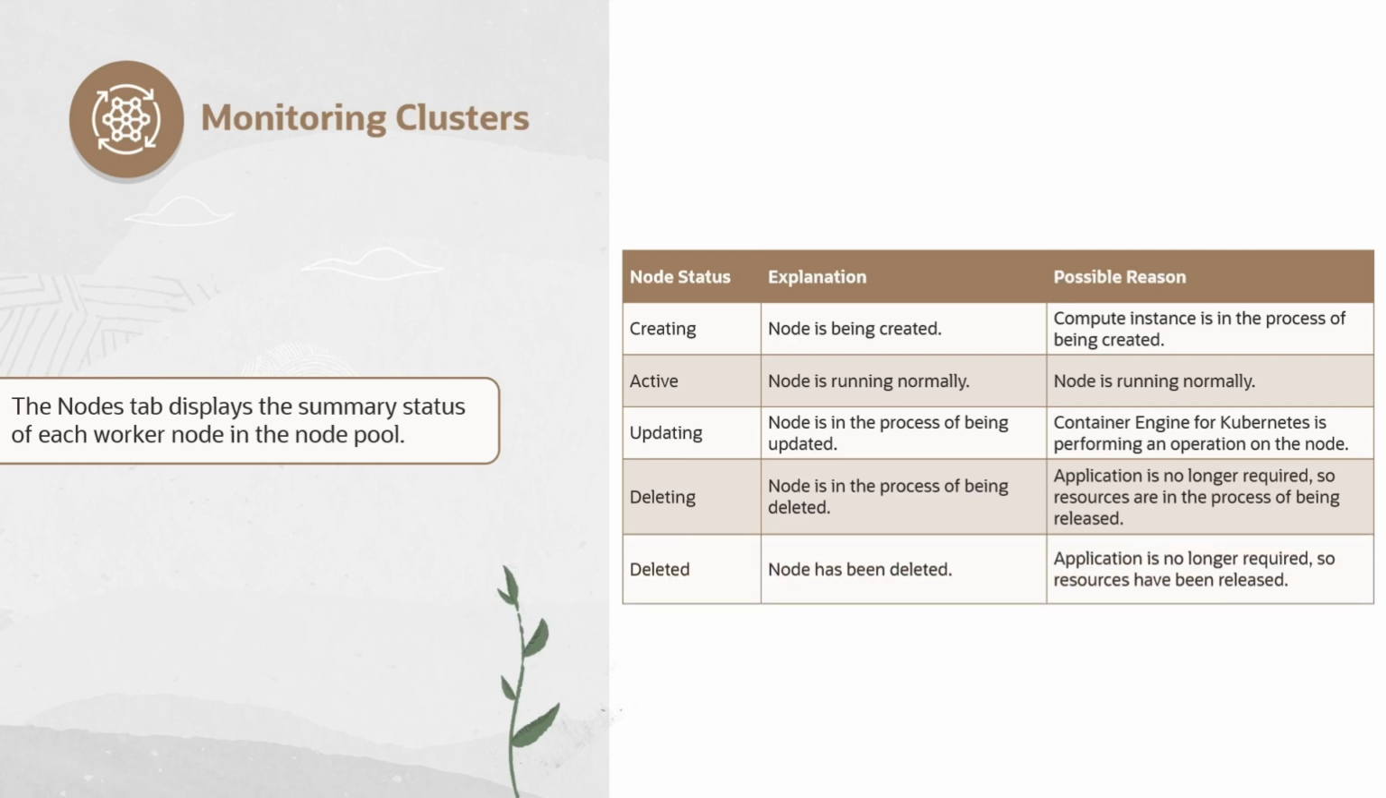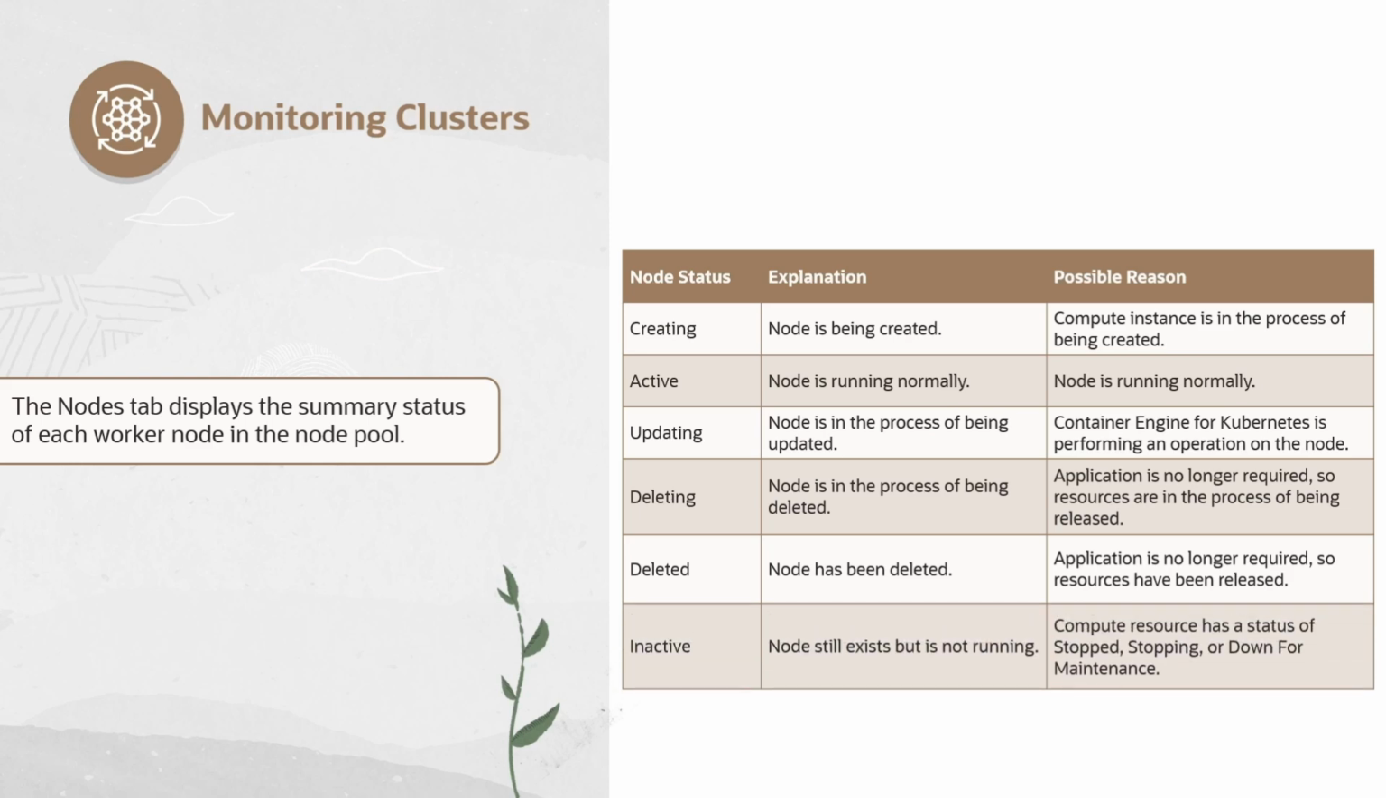Deleted indicates the node has been successfully deleted, freeing up all the resources. And inactive indicates that while the node still exists, it's not currently running. This can be due to the compute resource being in a status of stopped, stopping, or down for maintenance.